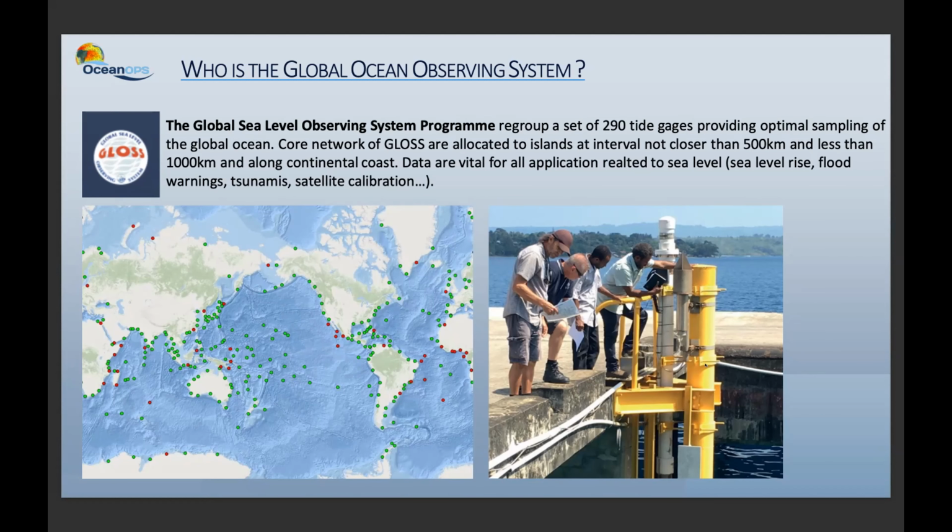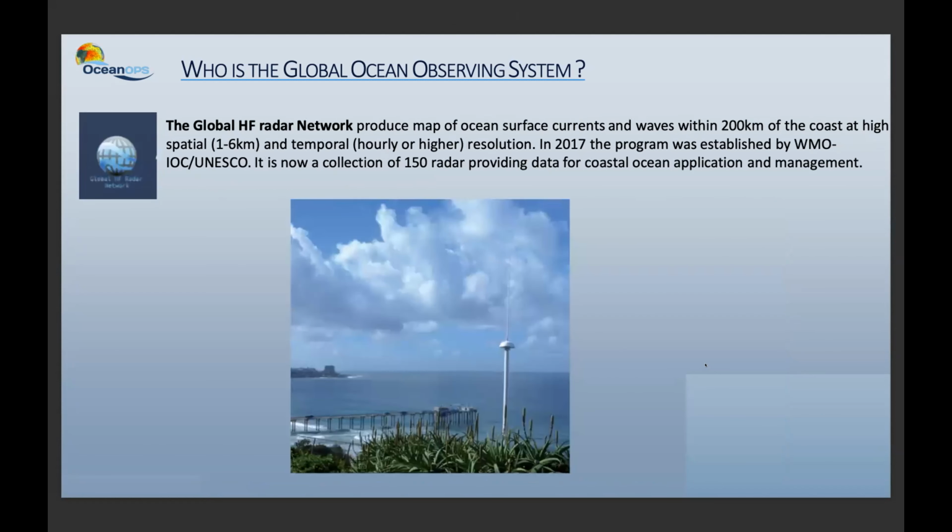Sorry. Next slide, thanks. A recent program is the Global HF Radar Network that is providing coastal measurement of sea surface current. And there's an array of probably 300, 400 radars across the globe. So it's really coastal. Next one.